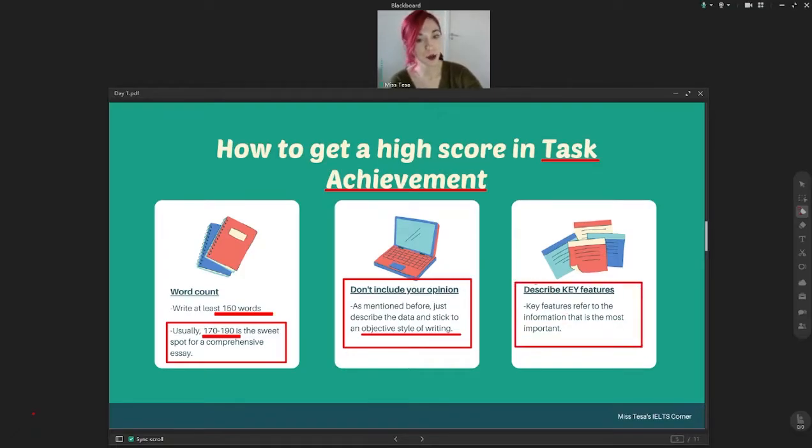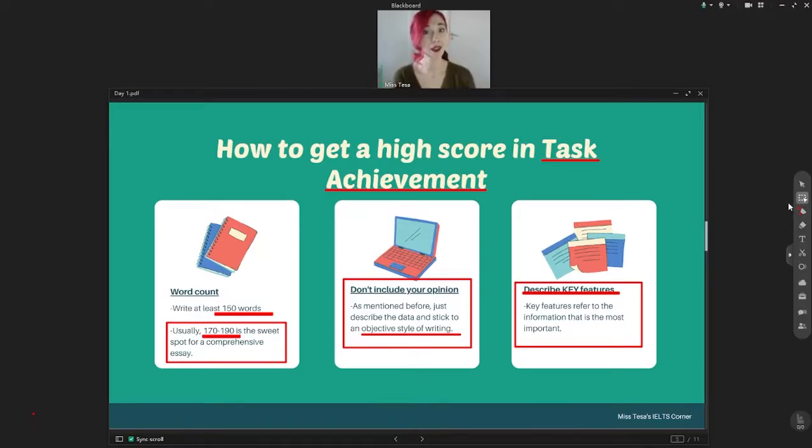And this is the most important one, okay? Describe key features. This one is the most important one. What does this mean? It basically means you want to talk about only things that are important and relevant. Remember, you have only 20 minutes to write the essay.